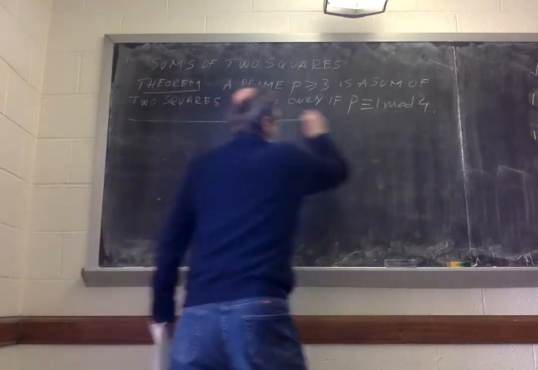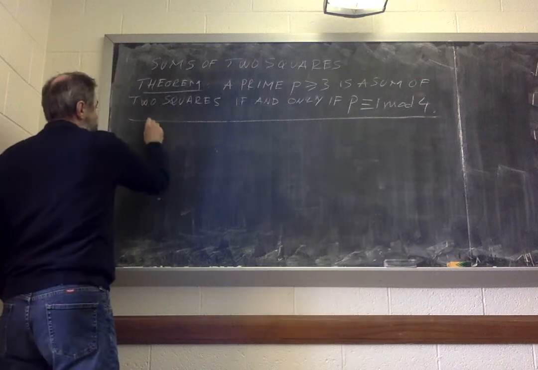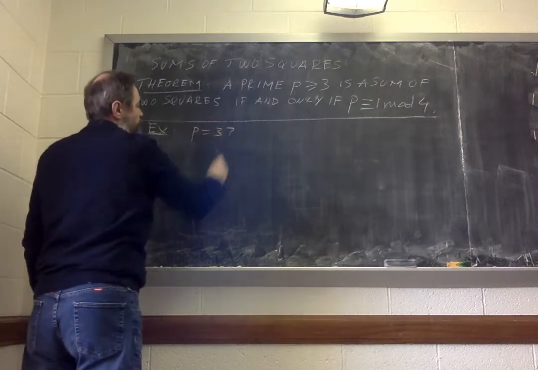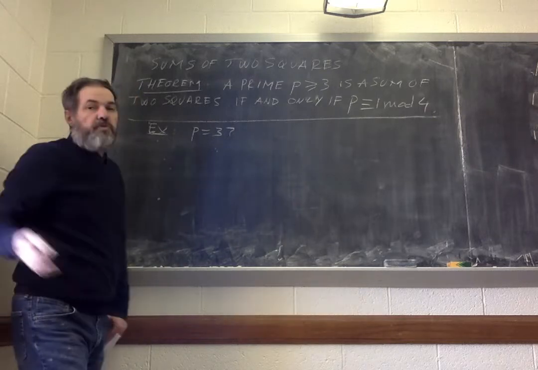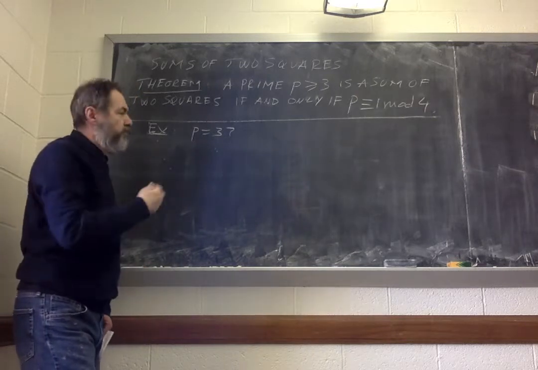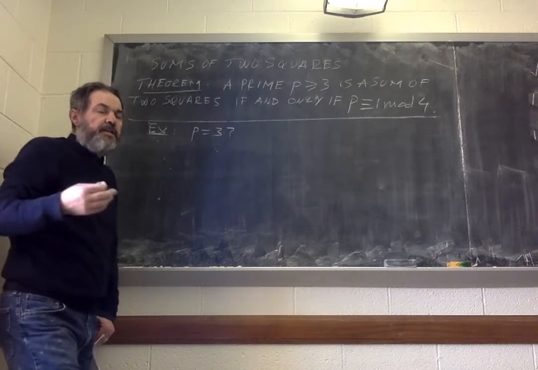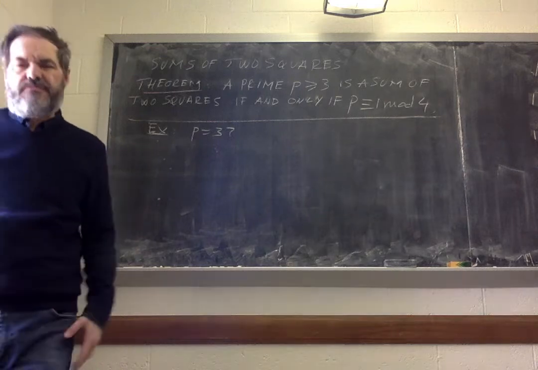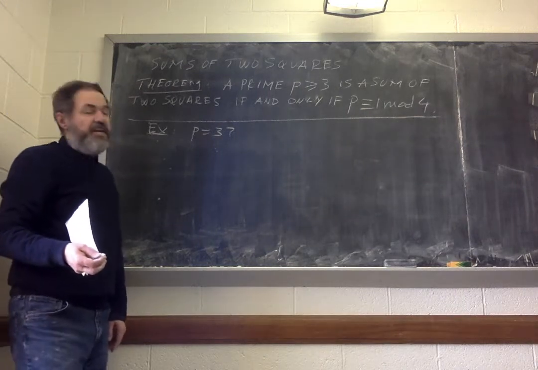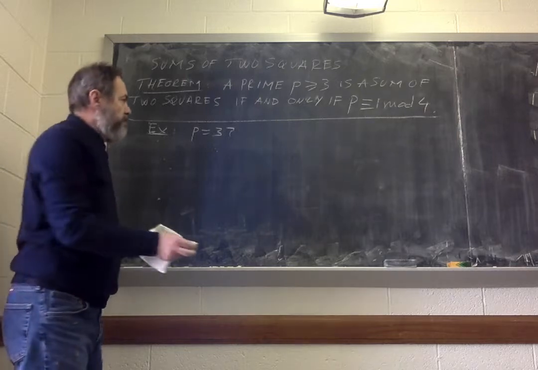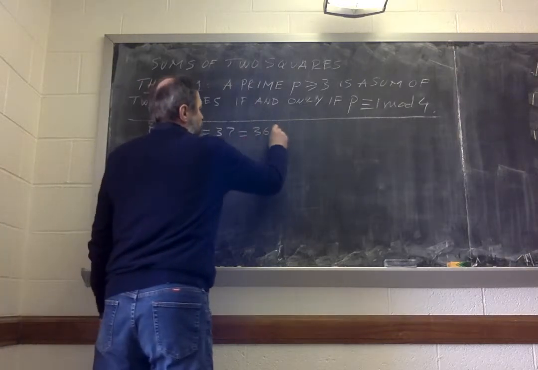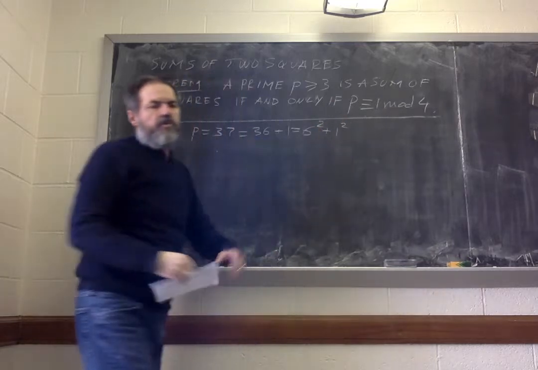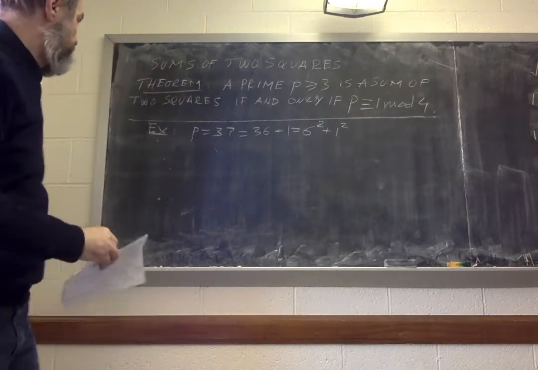And as an example, say P is 37. 37 is congruent to 1 mod 4, so 37 is the sum of two squares. And in fact, the second part of the theorem will tell us that there is a unique way to write it. In this case, it's 36 plus 1, 6 squared plus 1 squared. Or 1 squared plus 6 squared is considered to be the same representation.